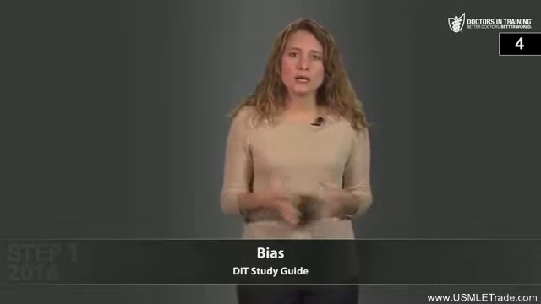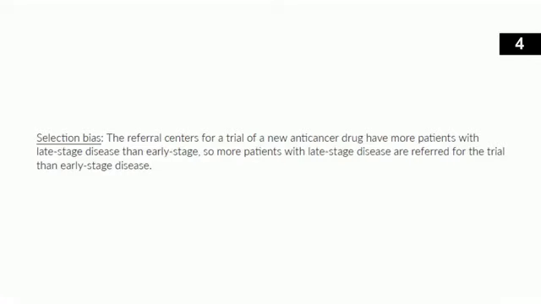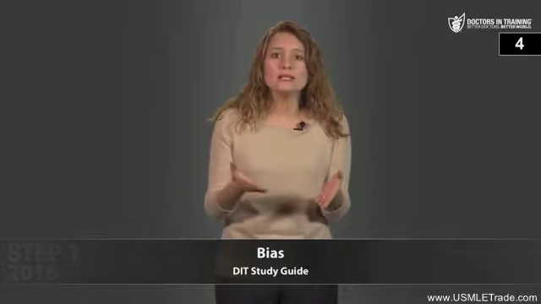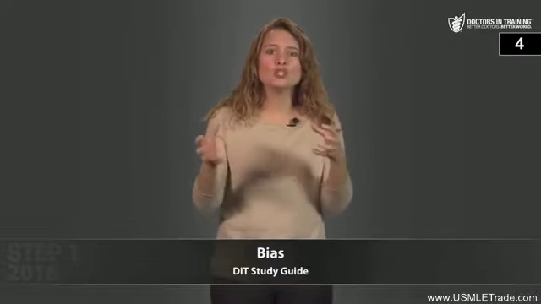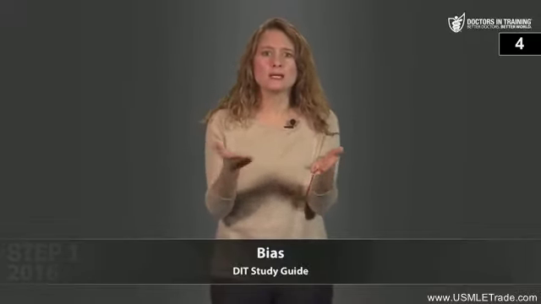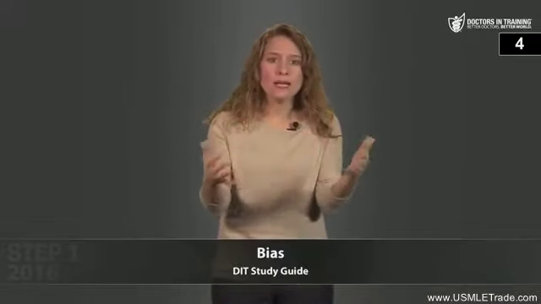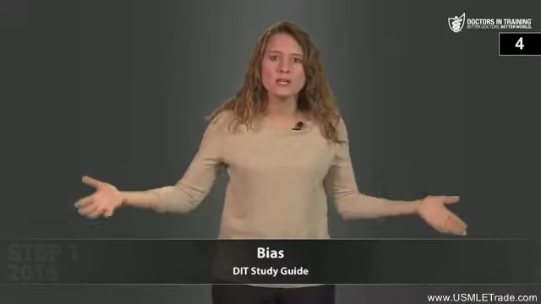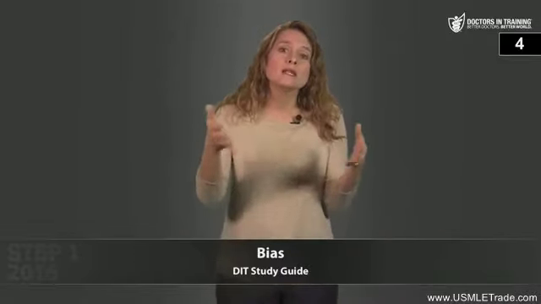An example is in your study guide. The referral centers for a trial of a new anti-cancer drug have more patients with end-stage disease than early stage. So more patients with end-stage disease are referred than early-stage disease. So there will be a selection bias in the study. What we see here is that the referral pattern for the study is skewed toward end-stage disease. Therefore, study conclusions drawn from the data may not reflect the drug's effectiveness in all patients with this form of cancer.